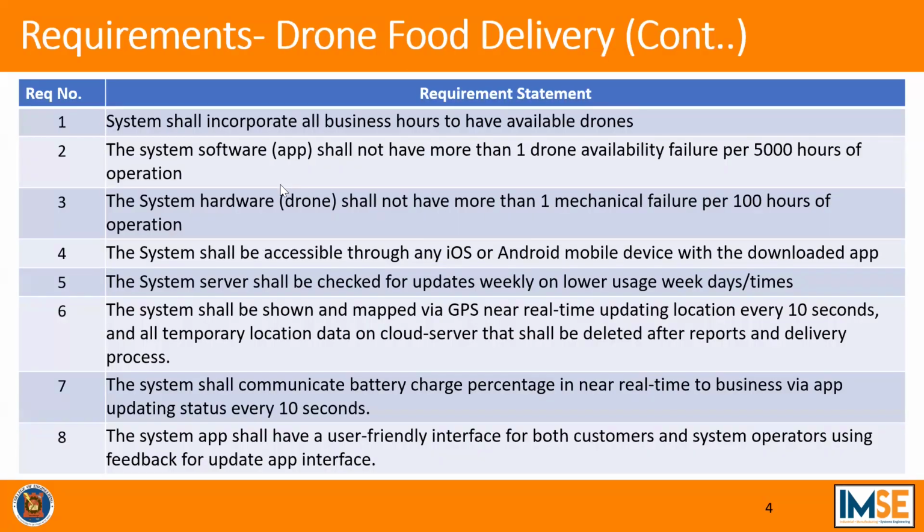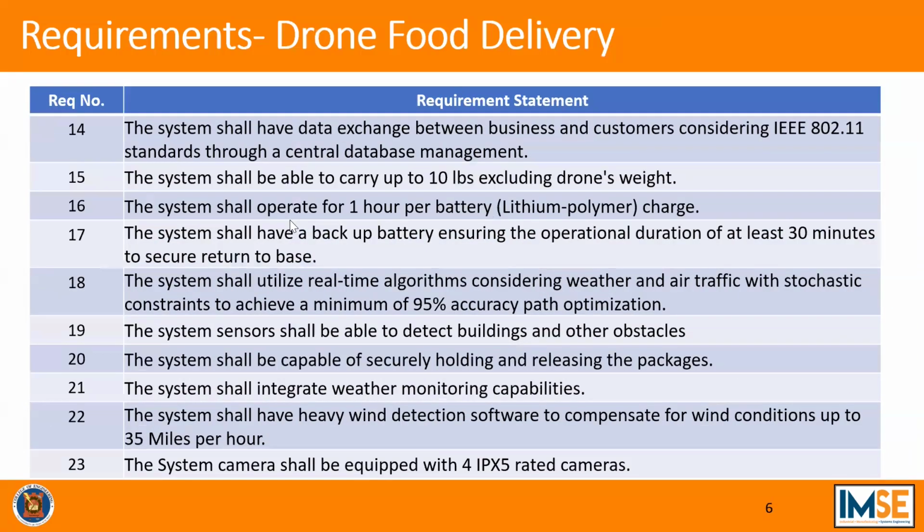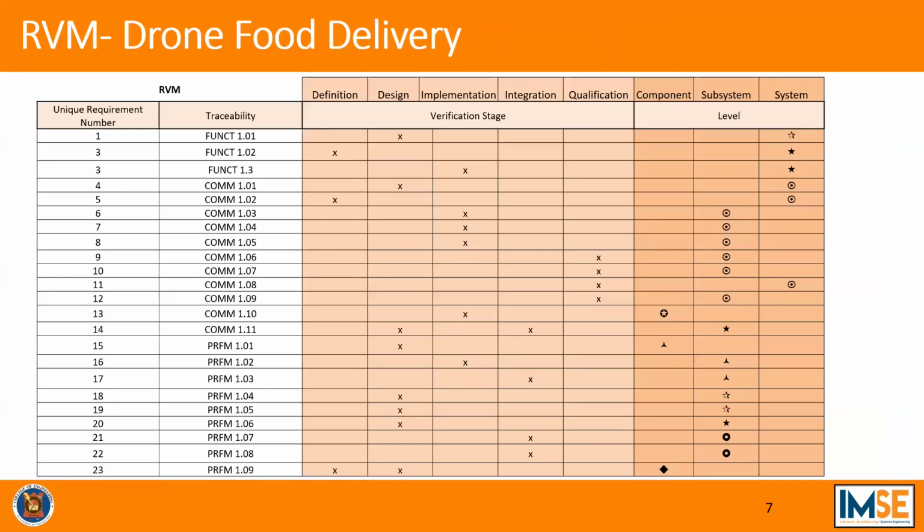So here is the list of our requirements for our project. Total 23 requirements that we got after instructors review and some peer reviews. Okay, we need to develop an RVM. Here you can see the developed RVM for our drone food delivery project. All requirements have traceability ID based on functionality, communication, and performance.